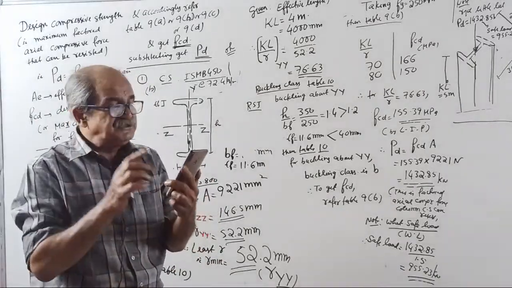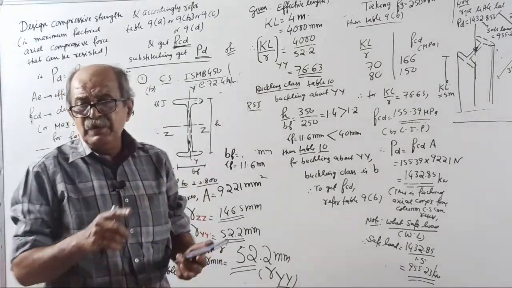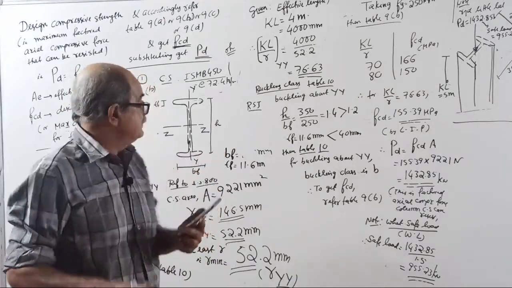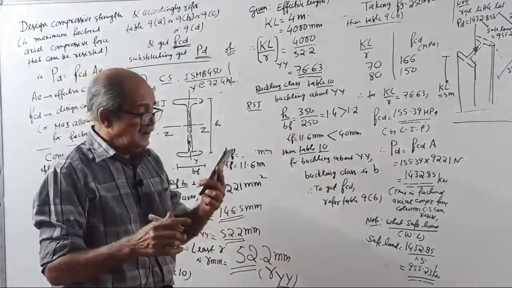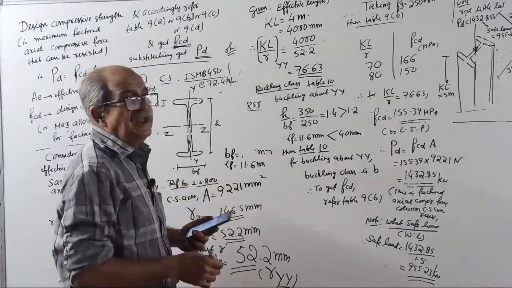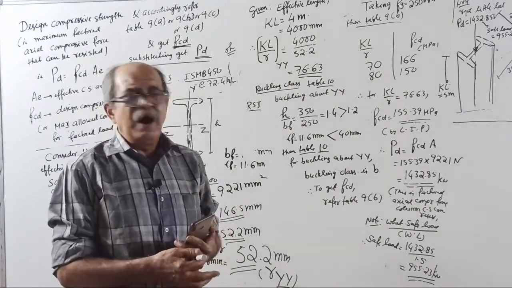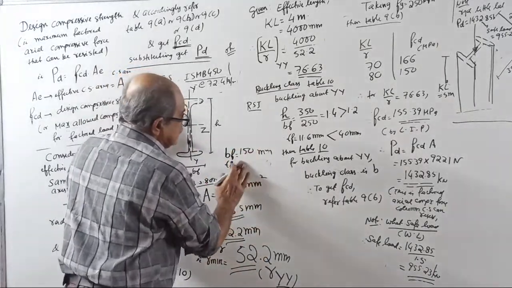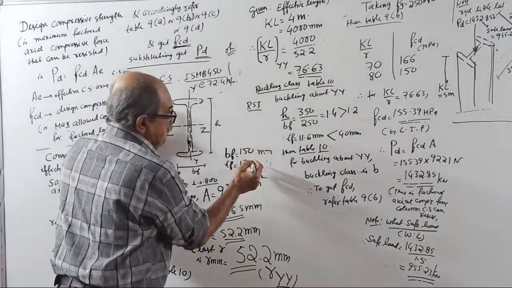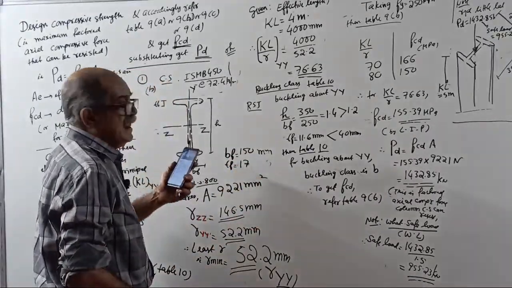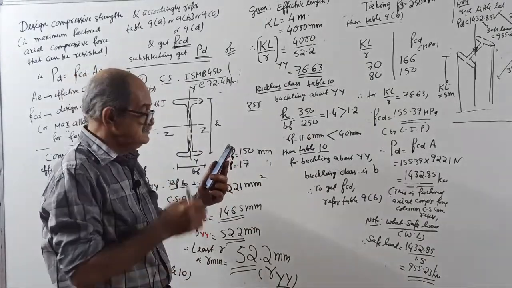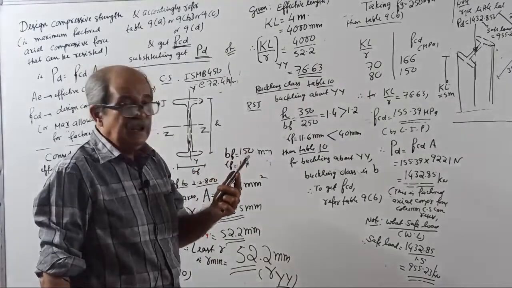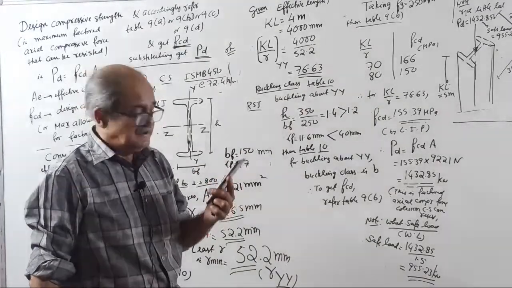This is a concept question. I will give an example for you at the end of the class. Why did it happen? Breadth of flange. Properties are changing. It is 150 millimeter. Thickness of flange is, I think, 17.2 or 17. What is the thickness of flange?